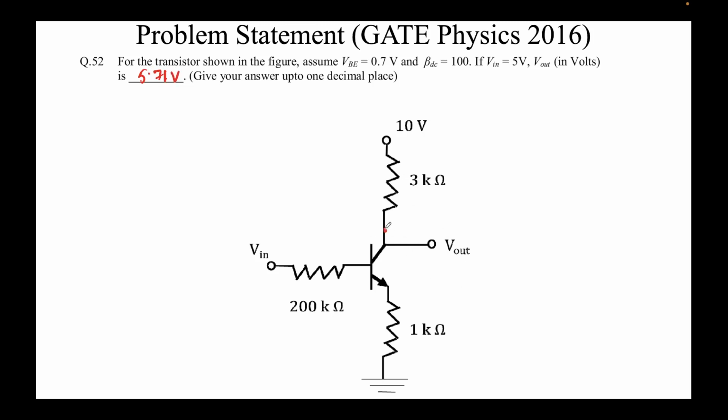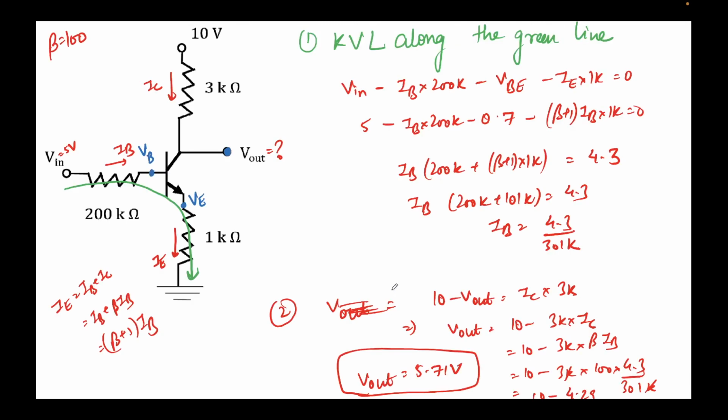Now we can also check one thing. We calculated this value as 5.71 volts. We assumed that this junction is reverse biased, so let's check that. We also calculated IB, which was 4.3 upon 301K. So let's calculate this value: 4.3 divided by 301, which is approximately 14 microamps.